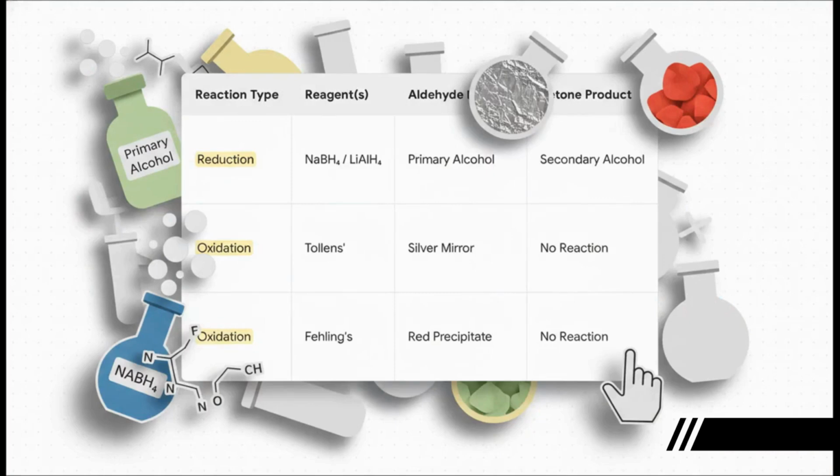Now, here's where it gets really interesting, especially for your exam. Reduction and oxidation are what really separate aldehydes from ketones. If you reduce them with something like NaBH4, aldehydes will give you primary alcohols, but ketones give you secondary alcohols. But the real difference maker is oxidation. Aldehydes oxidize super easily, giving you that beautiful silver mirror with Tollens reagent or red precipitate with Fehling's. And ketones? They do absolutely nothing. This is the whole basis for telling them apart.